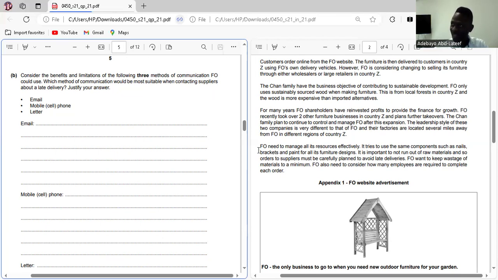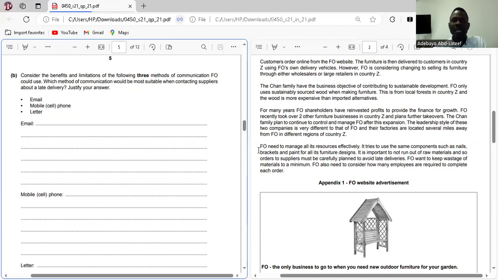Letter writing. The advantage is that it brings about formality, as it can be considered a legal document, because any letter you write should have your letterhead. So that makes it formal. It is a hard copy, which means a duplicate can be kept for record purposes. That's another advantage.